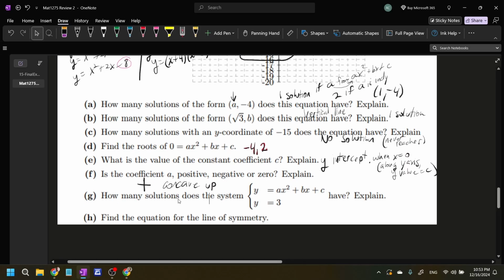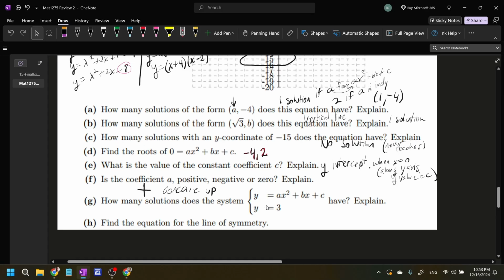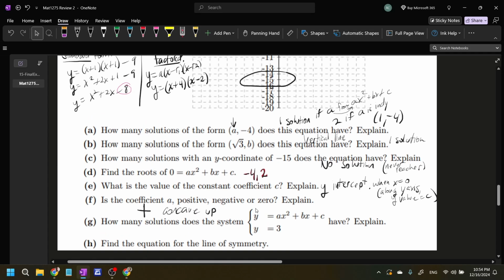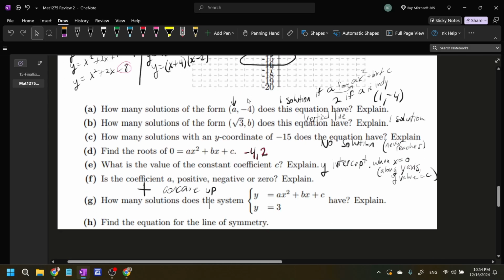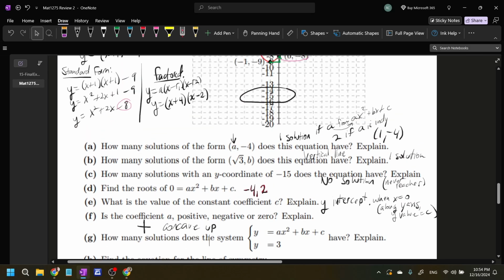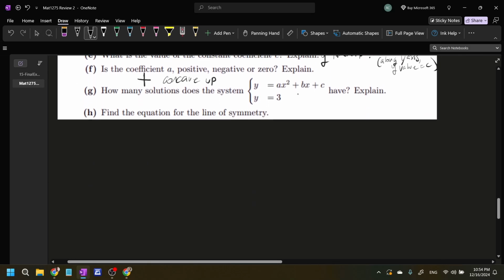Next, how many solutions does the system y equals ax squared plus bx plus c and y equals 3 have? Explain. Okay, so we didn't really do a lot of system of equations by graphing because you don't use the graphing calculator in the test. But to solve this, we would just graph the first equation, which they have graphed for us nicely. And the second equation, y equals 3, remember that's a horizontal line at y equals 3.